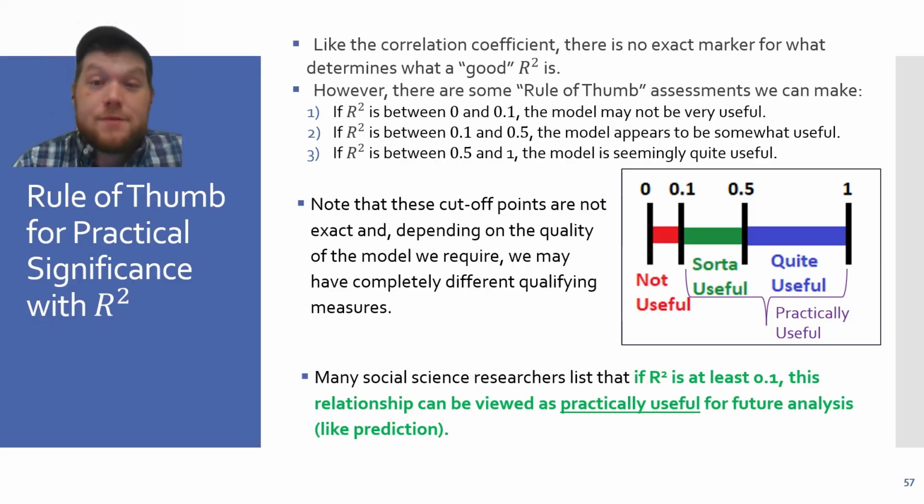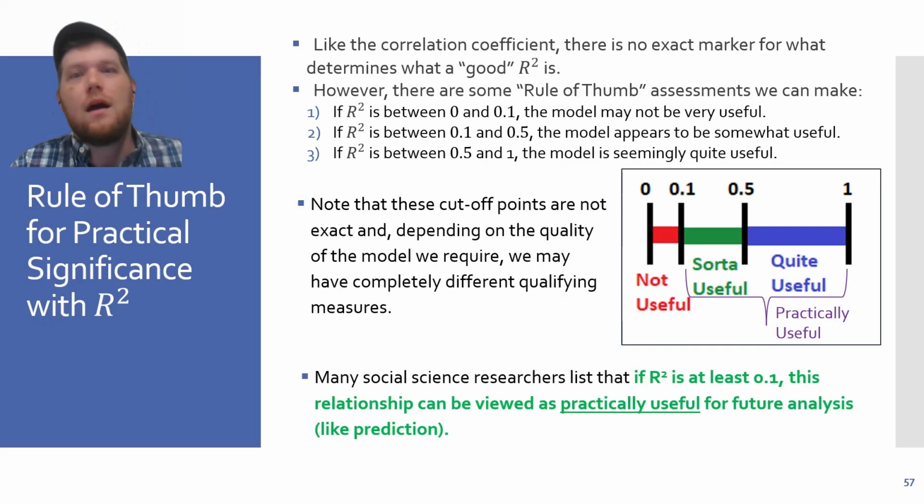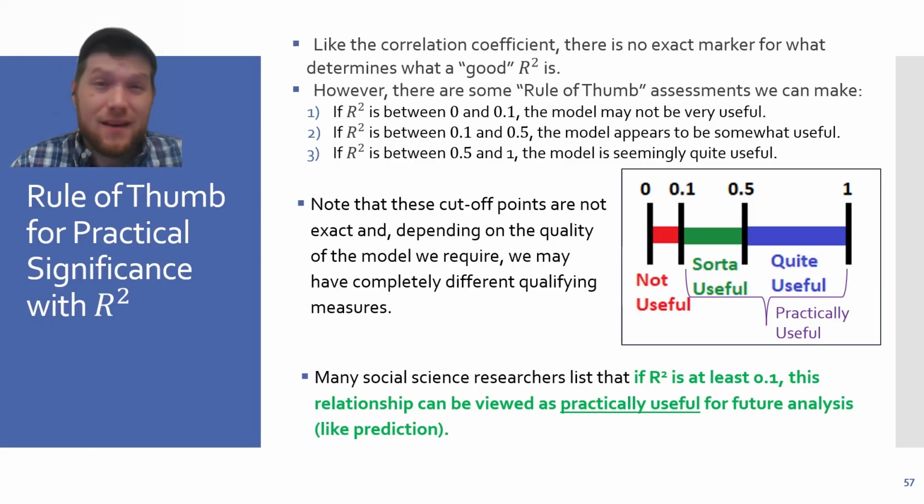Many social science researchers, based on that idea, say that if R squared is at least 0.1, or at least 10%, this relationship can be viewed as fairly practically useful for future analysis, like prediction. We recognize that it's maybe not amazing if it's close to 0.1, but that's okay because the human condition is really, really all over the place. And so if we can pick up something, we'll take it if we think it's reasonably within that sort of threshold.